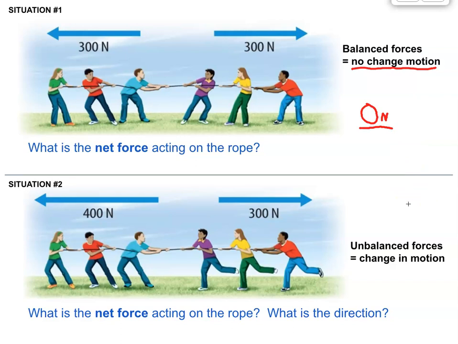But let's take a look at situation number 2. Here we have unbalanced forces. We have 400 newtons pulling towards the left, and we have 300 newtons pulling towards the right. These forces will cancel out, so the 300 newtons from the right will cancel out 300 of the newtons going towards the left, and we'll be left with 100 newtons of force moving to the left.